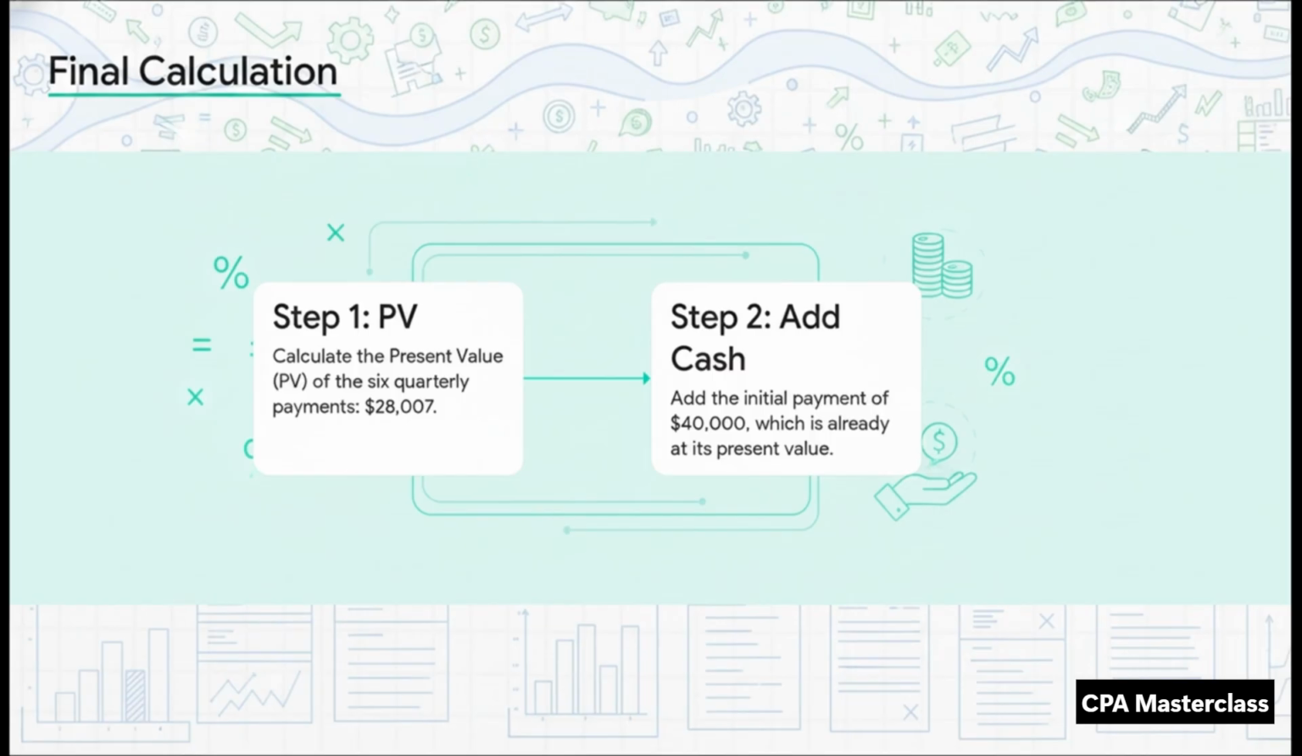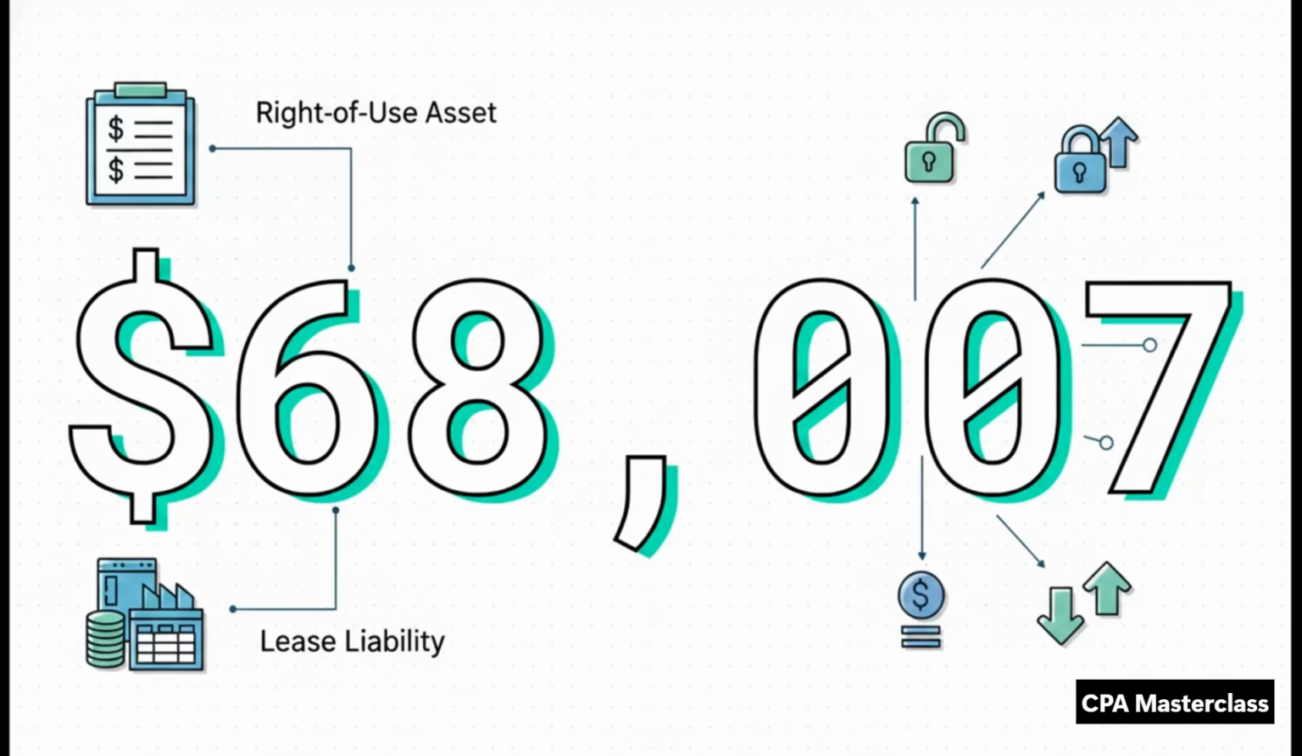So the key thing to remember is this is really just a 2-step process. First, you have the present value of all those future payments, which we just figured out is $28,007. Then you just add the initial payment of $40,000. And since that was paid today, it's already in today's dollars. No extra calculation needed for that part. Easy. And there we have it, $68,007.